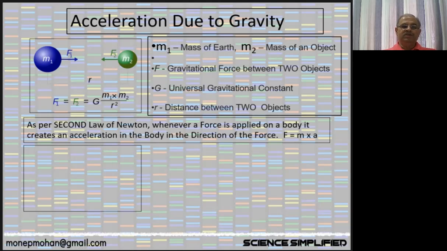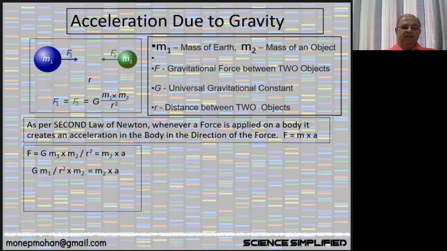If we now recall the second law of Newton, whenever a force is applied on a body, it creates an acceleration in the body in the direction of the force, and it is given by mass into acceleration. So if we combine these two together, we get G into m1 m2 divided by r square is equal to m2 into a.